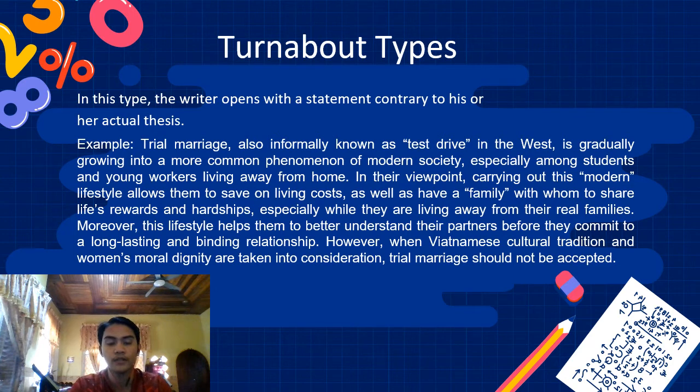Turnabout type. In this type, the writer opens with a statement contrary to his or her actual thesis. So basically, the turnabout type is like a plot twist but in the first paragraph. Okay, let's take a look at the example.